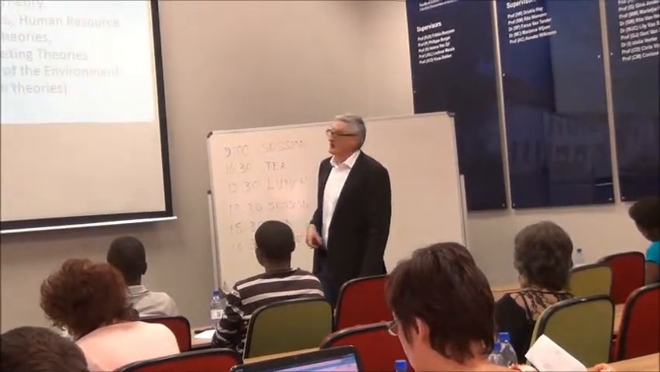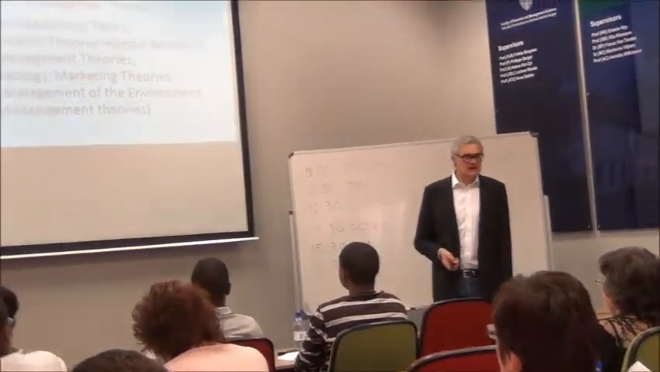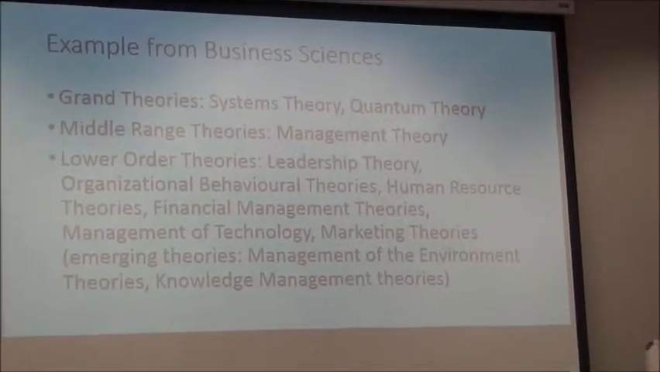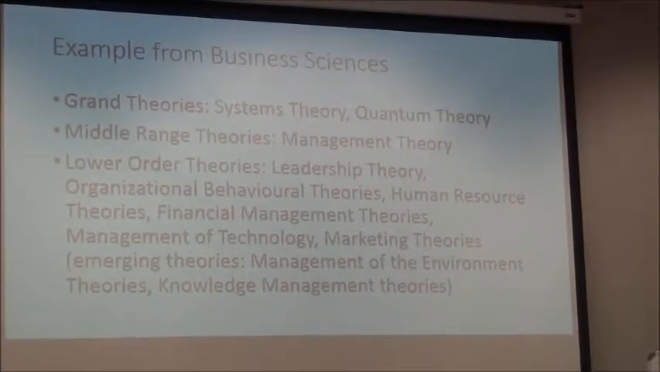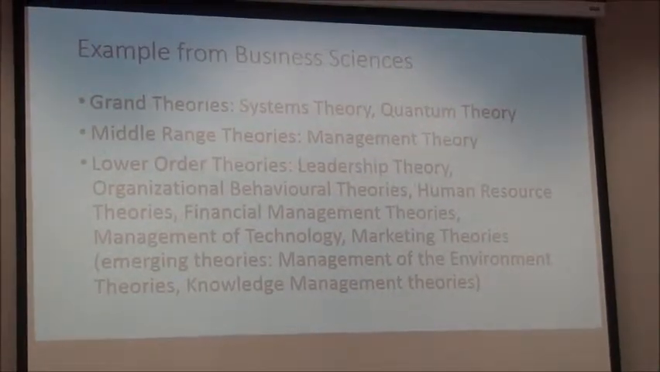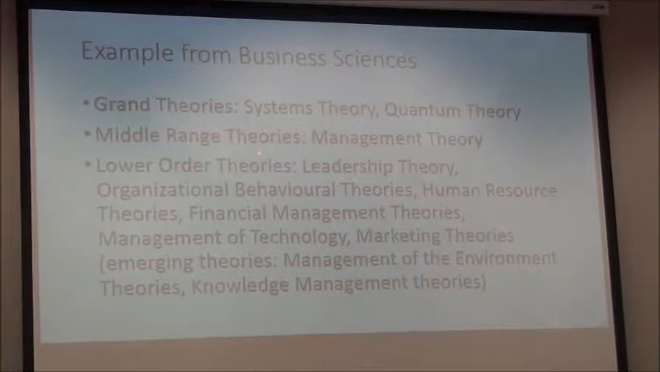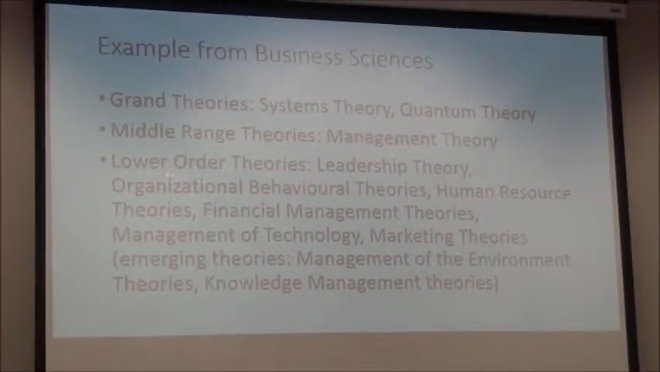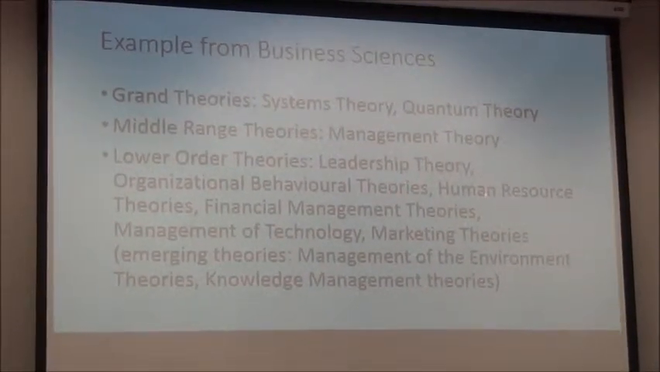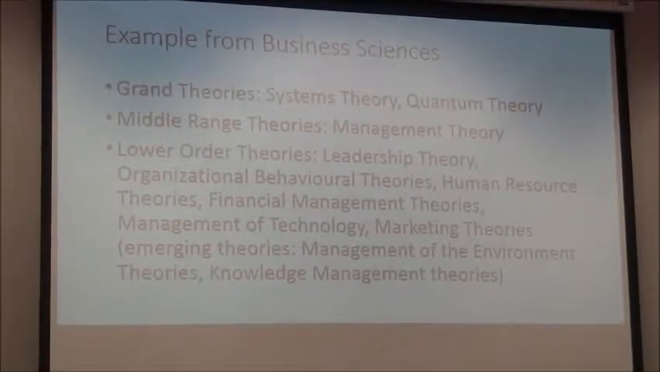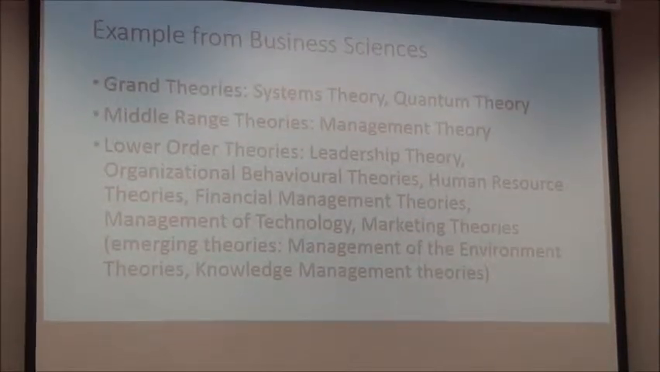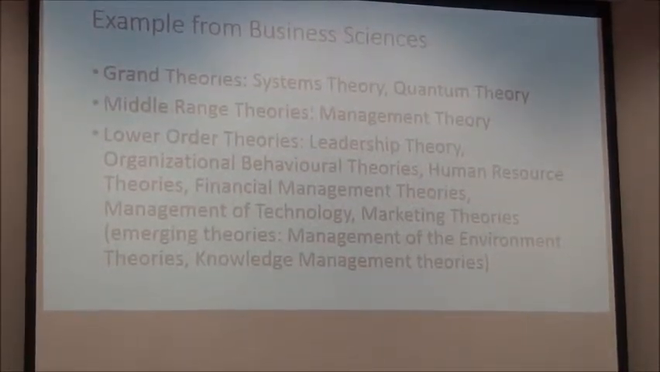And so here are examples from business studies, just to look at the different strategies. You have grand theories in business science. There's probably systems theory or quantum theory. Those are grand theories. Then you have middle range theories, management theory, and then lower order theory. If you just take management theory, you have leadership theories, organizational behavior theories, resource theories, financial management theories, management technology, marketing theories, and emerging theories, management of the environment theories, knowledge management theories, and the list goes on.